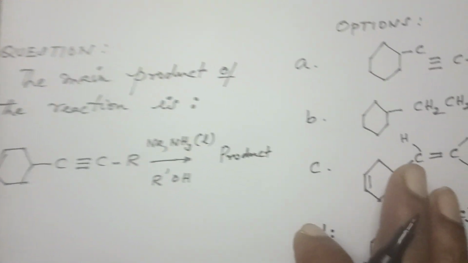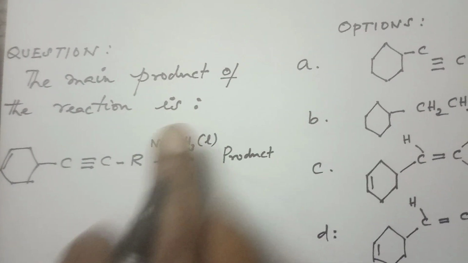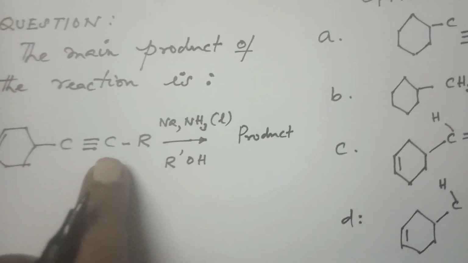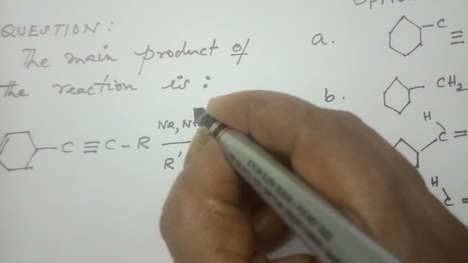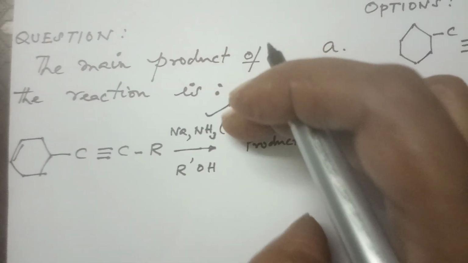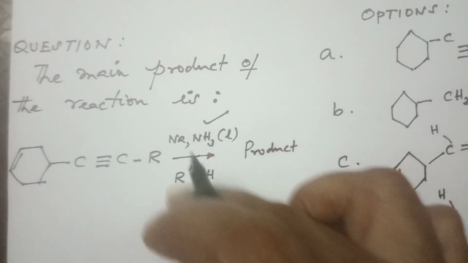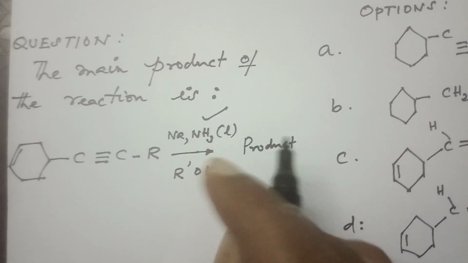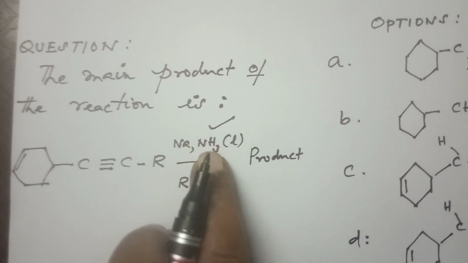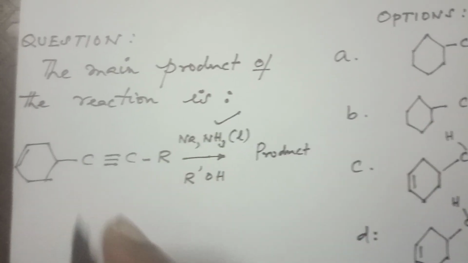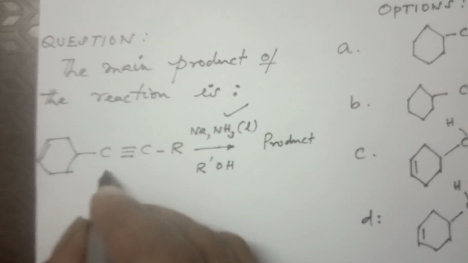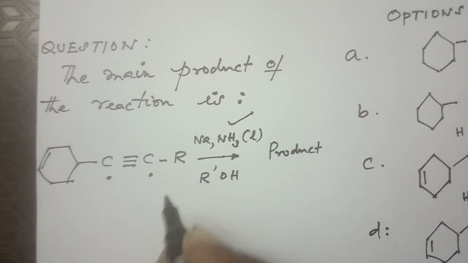Now let us go to the next question. The main product of the reaction is... here the reaction is given with a ring having a carbon-carbon triple bond. Always you see the reagent first. It is liquid ammonia, sodium in presence of alcohol. This is the point I told you, that is the dissolved alcohol. Sodium follows the trend. That is called homolytic fission taking place. Both the carbon atoms have free radicals.